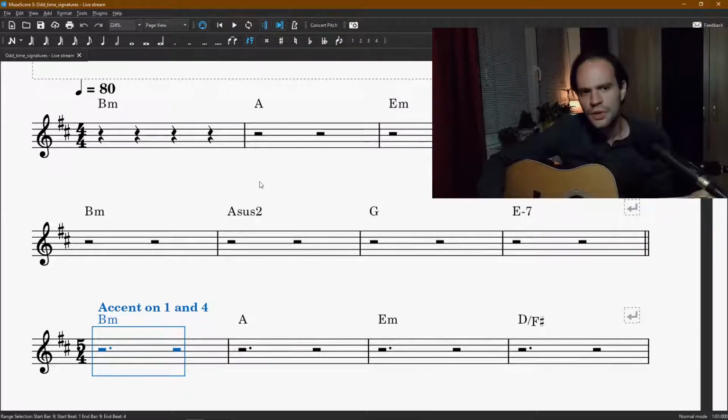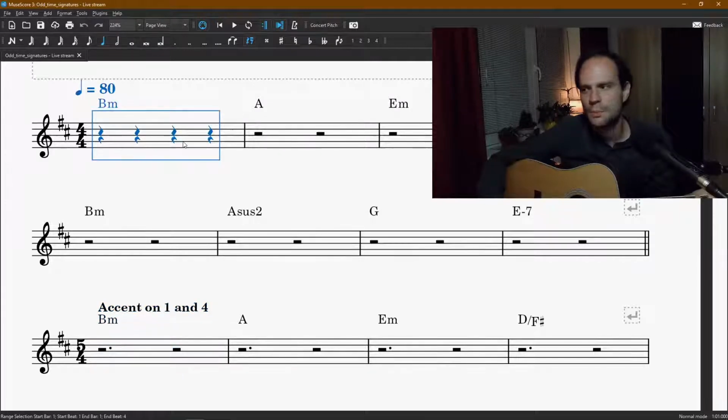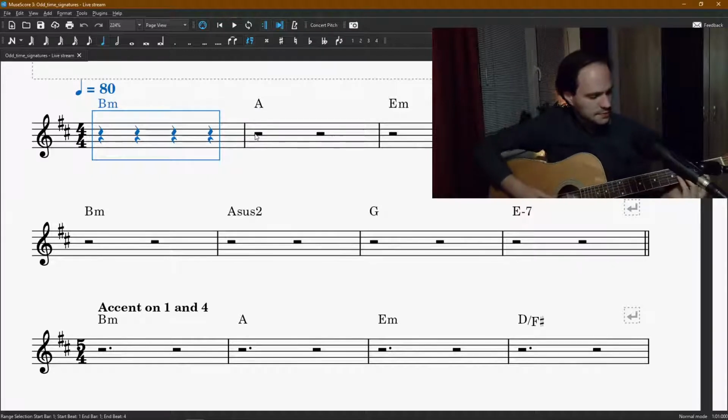The first thing that I'm going to do is play this one in normal 4/4 time signature. In 4/4 time signature, I'm going to divide it into two equal groups, so 2 groups of 2 quarter notes. As you can see here, we have 4 quarter notes in one bar. But my accents are going to be on the first beat and on the third beat. So I'll play the whole progression.